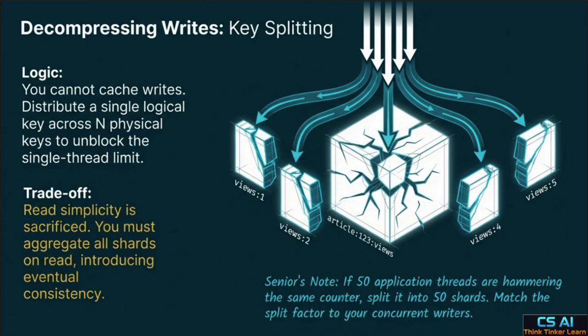Another strategy for high frequency writes is key splitting. You can't cache a write, but you can distribute a single logical key across n physical keys to unblock a single thread limit. The trade-off? Read simplicity is sacrificed. You now have to aggregate all those shards when you read, introducing eventual consistency.